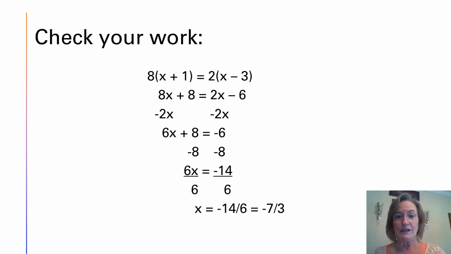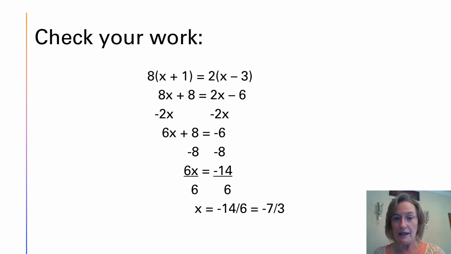Okay, so first thing you should have done is take 8 times x plus 1. That gives you 8x plus 8. Then 2 times x minus 3, which is 2x minus 6. Now this time, our first step is going to be to get rid of the x's on one side. So we're going to take away 2x, the smaller x, from both sides. That leaves us with 6x plus 8 equals negative 6.